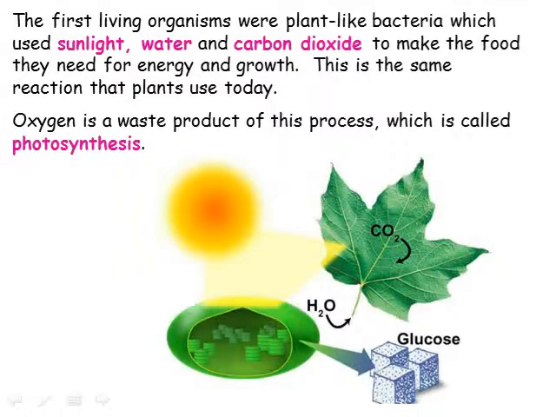Unlike the atmosphere of Mars or Venus, the Earth's atmosphere was changed by the existence on Earth of living organisms. The first living organisms were simple plant-like bacteria that were capable of photosynthesis. This process used carbon dioxide from the atmosphere to produce food for the organisms and released oxygen as a waste product into the atmosphere.